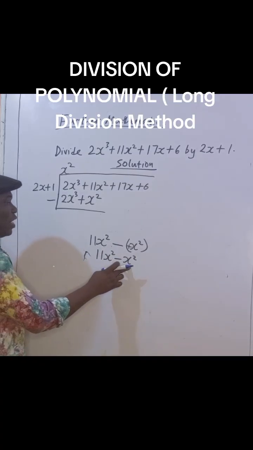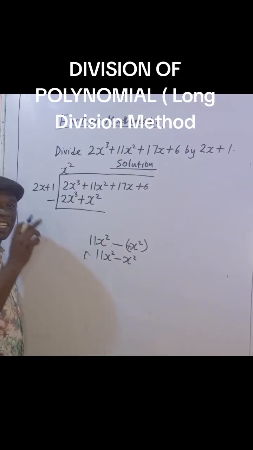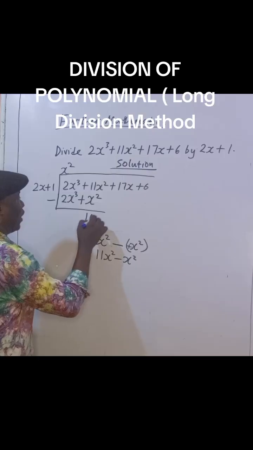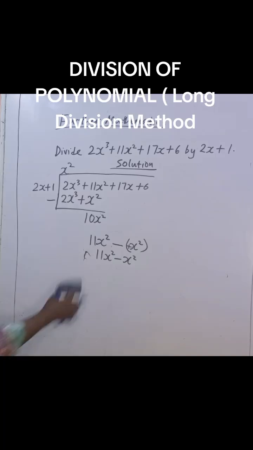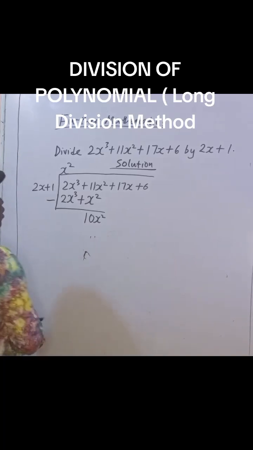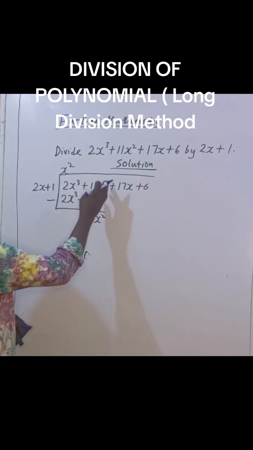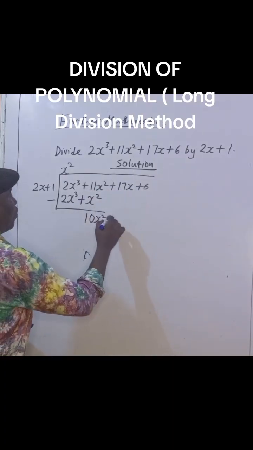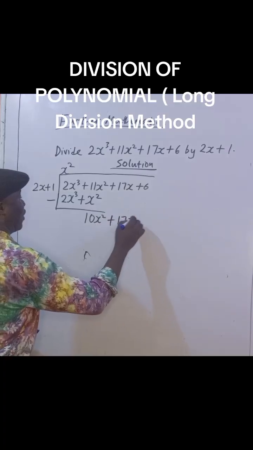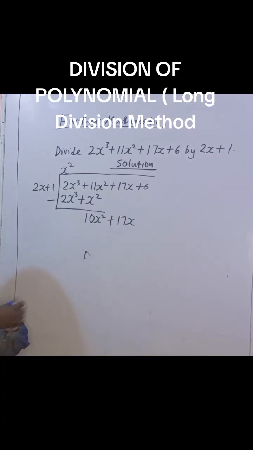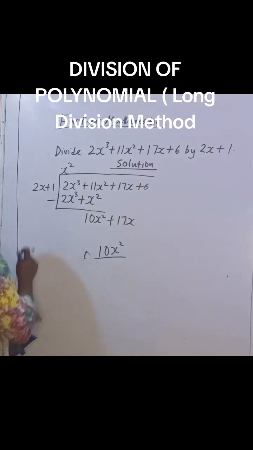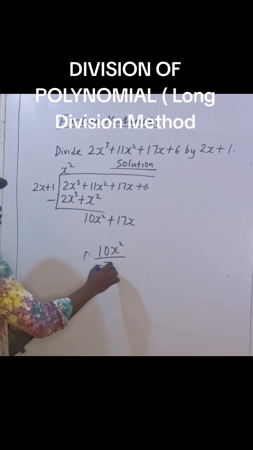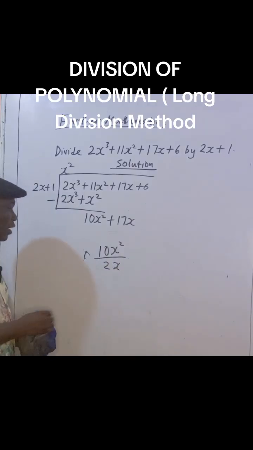11x squared minus x squared will give you what? 10x squared. You have 10x squared. Is that taken out? So you clean this. Now, you are done with this. The next number here is what? Plus 17x. All right. So again, this versus this. You have 10x squared divided by what? 2x. 2x. Is that clear?